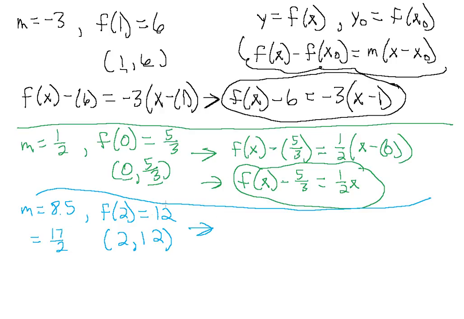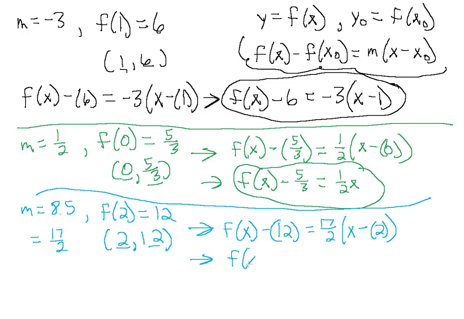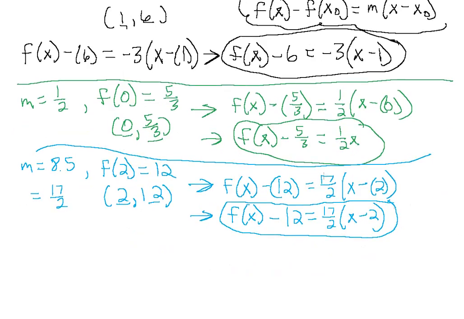So let's go and plug these into our point-slope form. Point-slope form is f of x minus f of x naught, which is 12, equals our slope, 17 over 2, times x minus x naught, which is just 2. Here we can evaluate our parentheses. So we have f of x minus, well, this is just 12, equals 17 over 2 times x minus 2. And this is our linear equation in point-slope form. Not a whole lot to it. Let's go ahead and look at one more before moving on.